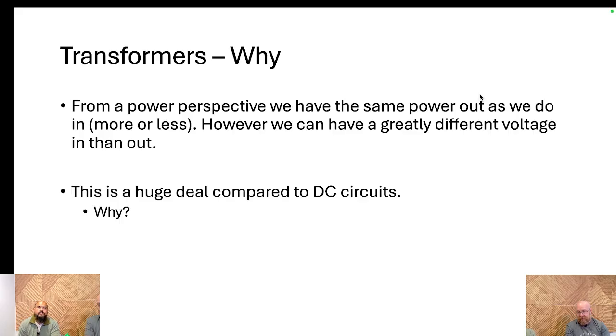So from a power perspective, we can have the same power out as we do coming in, more or less. However, we can have greatly different voltages going in and going out. And this is a huge deal compared to DC circuits, because in DC circuits, in order to change the voltage, we need to basically eat up that extra voltage. We consume that and dissipate it as work with a resistor. Here we can do it without loss, so we're not wasting energy. And it's pretty awesome.